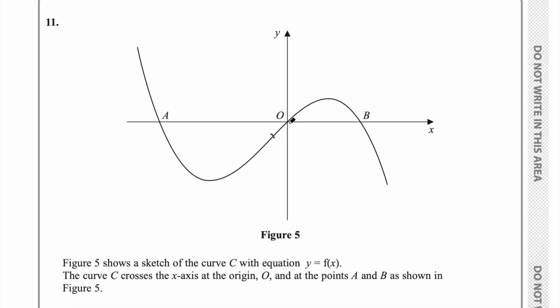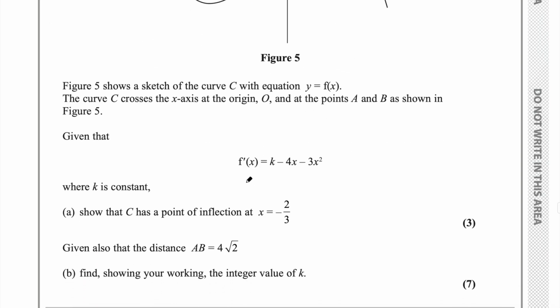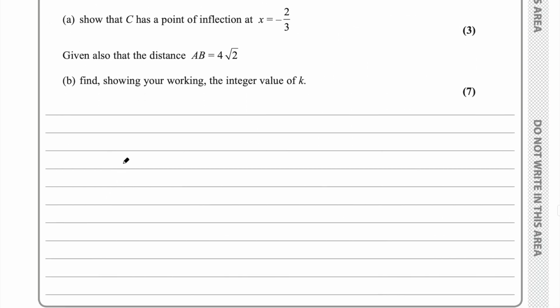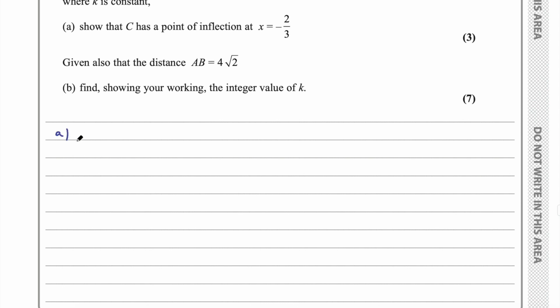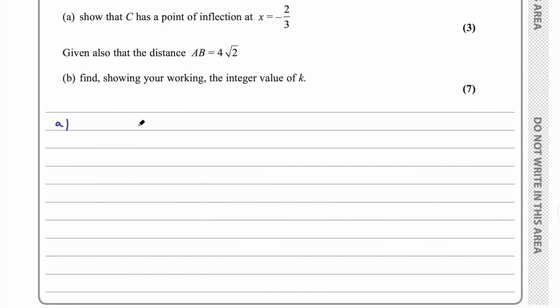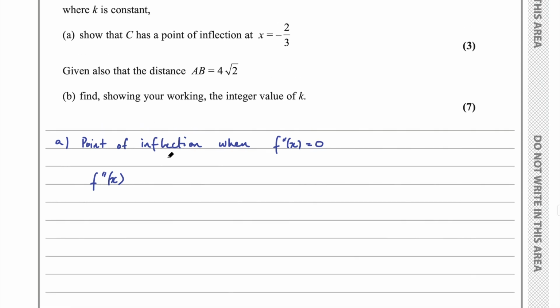So we can find the second derivative. When that equals 0, that is an inflection point. So let's start off down here by stating we understand what a point of inflection is. The point of inflection is when the second derivative equals 0, or when the gradient is neither increasing nor decreasing. So let's go ahead and find the second derivative of f(x).